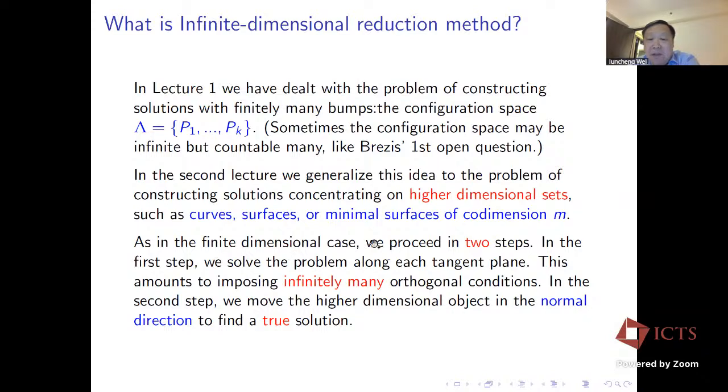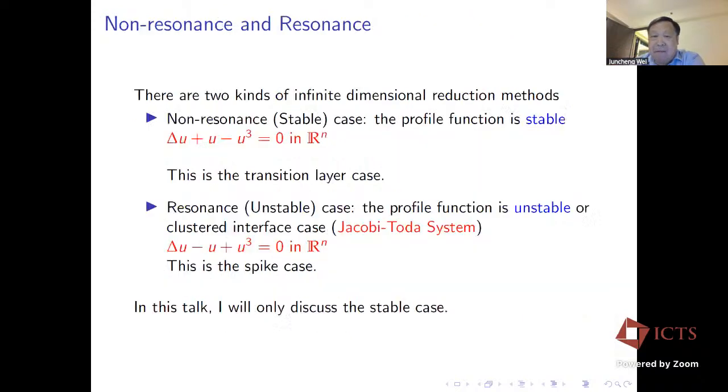As in the finite dimensional case, we proceed in two steps. In the first step, we solve the problem along each tangent plane, and this amounts to imposing infinitely many orthogonality conditions. In the second step, we move the higher dimensional object in the normal direction to find a true solution. So basically it's the same idea, but with infinitely many parameters now.